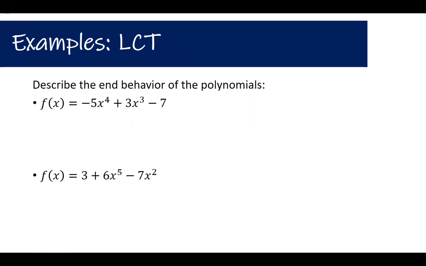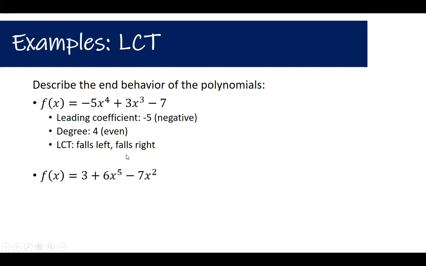So think for a second and think which way that's going to go. Remember, it's an even degree, so they're going to go in the same direction. And since we have that negative coefficient here, they're going to drop off on both sides. So it's going to fall to the left, and it's going to fall to the right. If you graphed it, you would verify that.